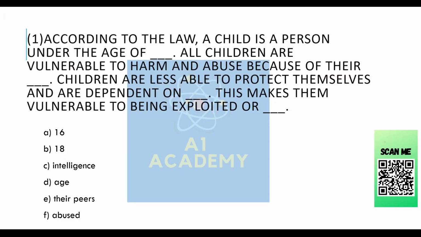According to the law, a child is a person under the age of what? All children are vulnerable to harm and abuse because of their blank. Children are less able to protect themselves and are dependent on blank. This makes them vulnerable to being exploited or blank. So these are the options. Now pause the video and choose one of the options. I will give you 30 seconds, then I will show you the answer.